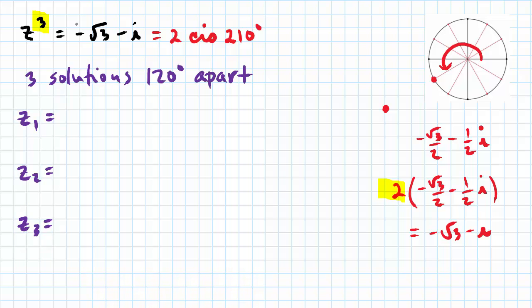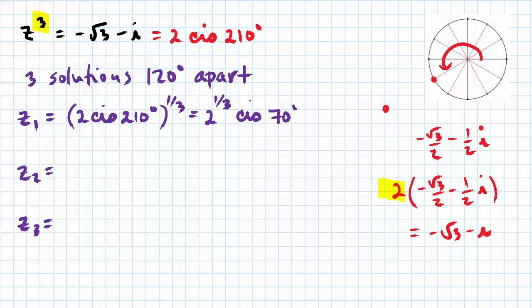z1 I find by taking the third root of both sides. So I'm going to take that trigonometric form and raise it to the 1/3 power. De Moivre's theorem says take that 1/3 and put it on the 2 as an exponent. So that is the radius of the circle where the 3 solutions will live, the third root of 2. And then De Moivre's theorem says take the 1/3 and multiply it by the 210 degrees. So that gives us 70 degrees.